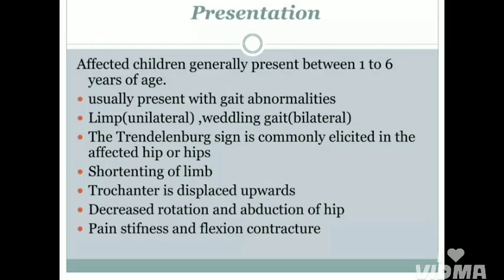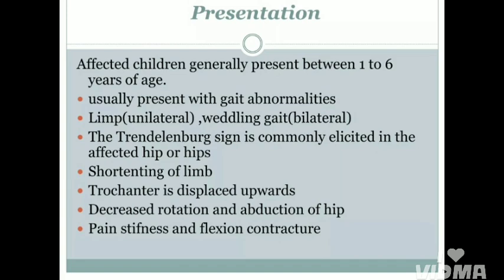Presentation. Affecting children, generally presenting between 1 to 6 years of age, usually with gait abnormalities: limp if unilateral, waddling if bilateral. The Trendelenburg sign is commonly elicited in the affected hip or hips. Shortening of the limb, trochanter displaced upward, decreased rotation and abduction of the hip. Pain, stiffness and flexion contracture.